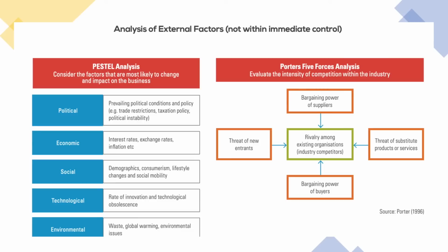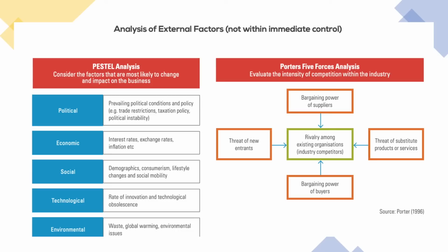For example, if someone is living in Melbourne, the demographics is social. Melbourne and Sydney are big cities, and they are more social as compared to the other places. We can say it like that, for example. And technological: rate of innovation, technological obsolescence.